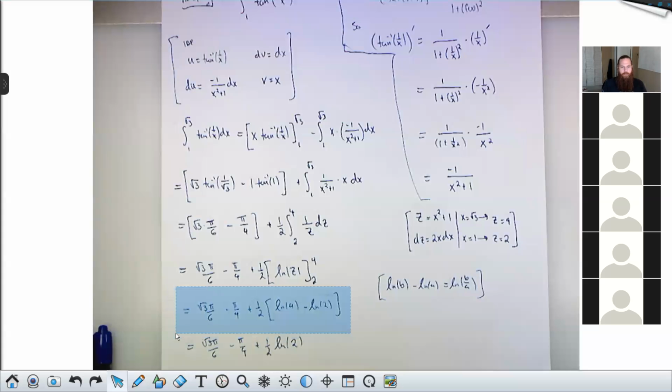It would be okay if you left it like this, right? I wouldn't take off any points. This is correct and it's finished. If you wanted to go further from here, you could. You could bring that 1/2 inside as a power and write this as plus ln square root of 2 if you wanted. But I don't see any need to do that.